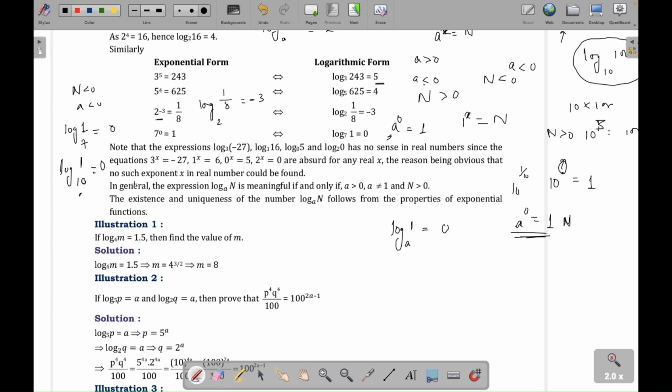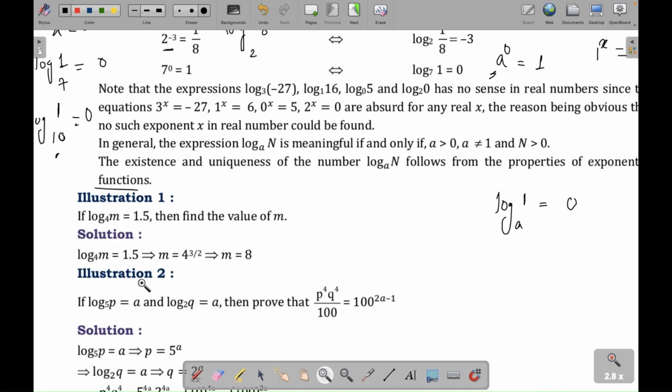Okay. So in general, the expression log n to the base a is meaningful if and only if a is greater than 0, a is not equal to 1, and n is greater than 0. Right? This we have already discussed. The existence and uniqueness of the number follows from the properties of exponential functions. So it has the same properties that we discussed in exponential functions, only there's some switching of the values here and there. Right? Now what kind of questions can we get?